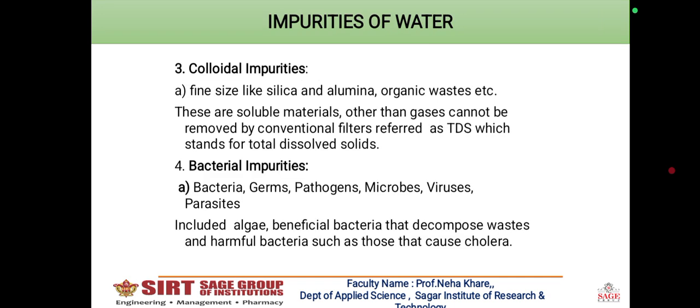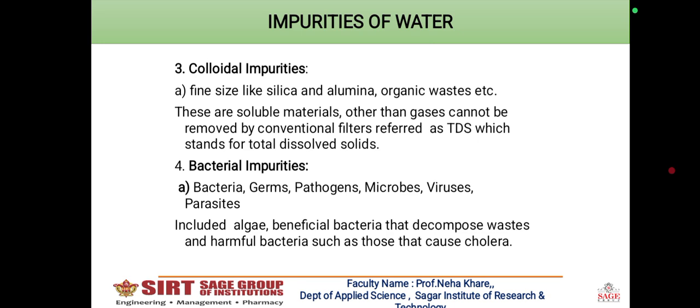And third is colloidal impurities. Colloidal impurities are of very fine size, like silica and alumina, and also organic waste. This type of impurity imparts color and turbidity to the water. These are solid impurities that may be present in water in a finely divided suspended state. Also organic matter like animal matter and humic acids can be removed by applying some chemical treatments.